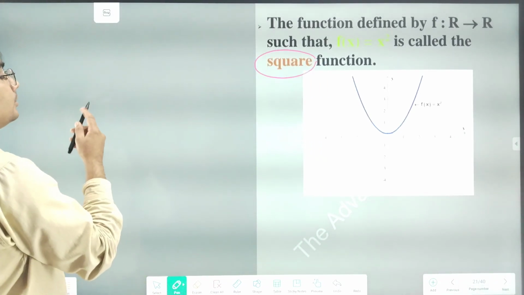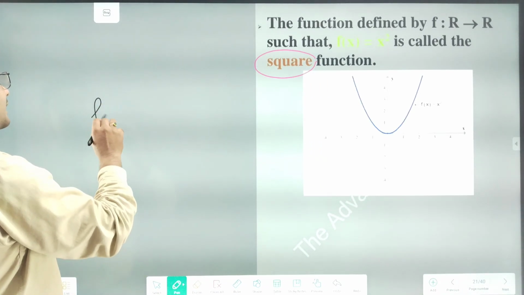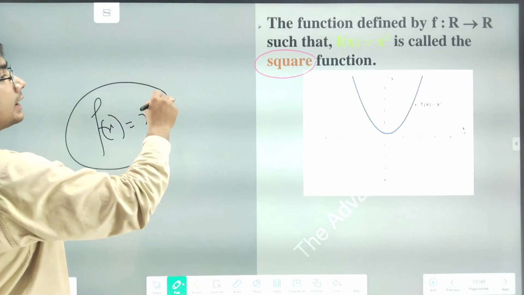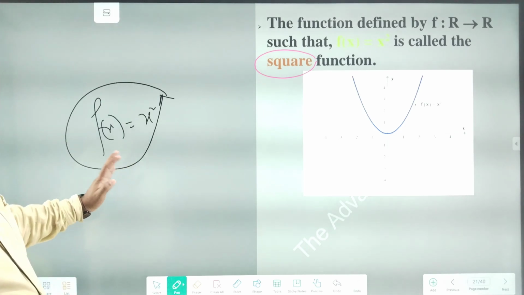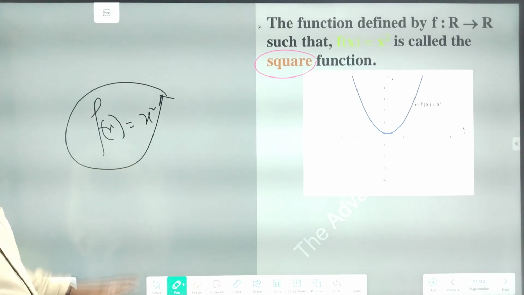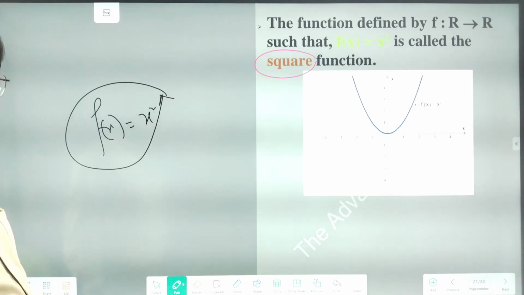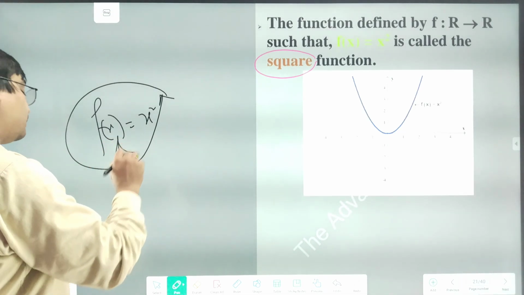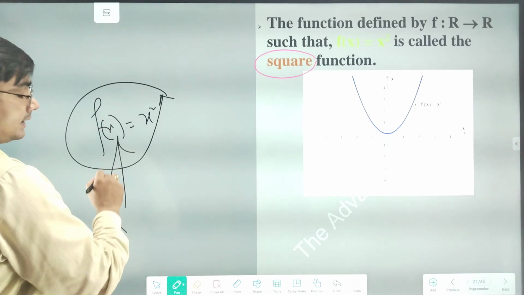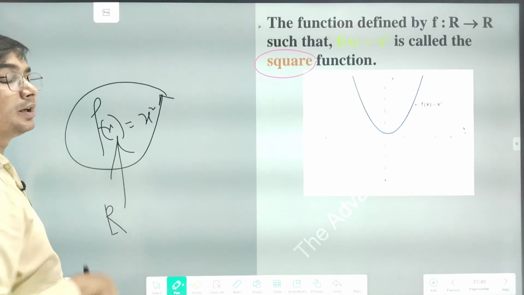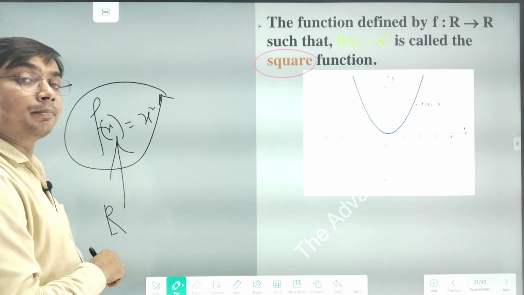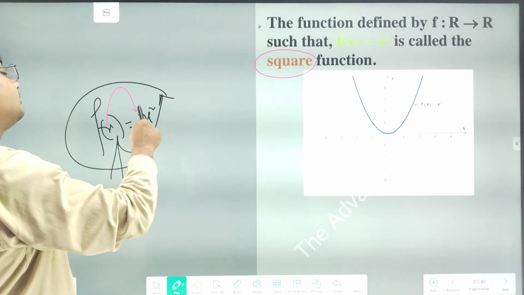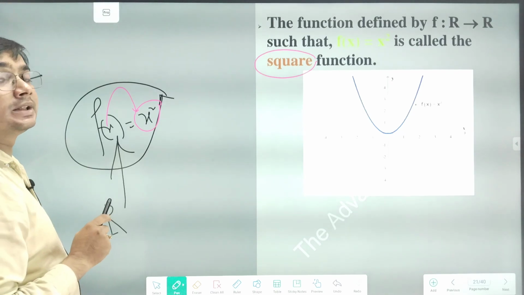Yes, and another function is called here square function. So you can tell from the name, f of x equal to x square, that's it. So this is the square function. And you see here you can put any real number of x. That means the domain of this function will be real numbers. But you see, if you put here any real number, you will get here always a positive value.